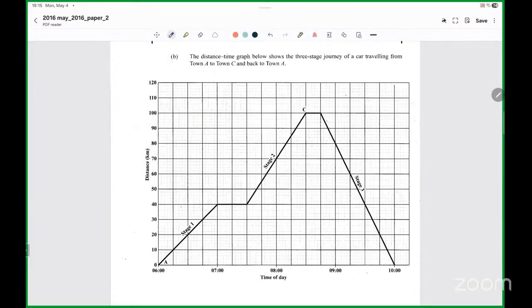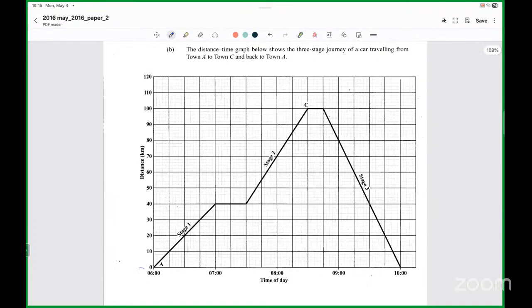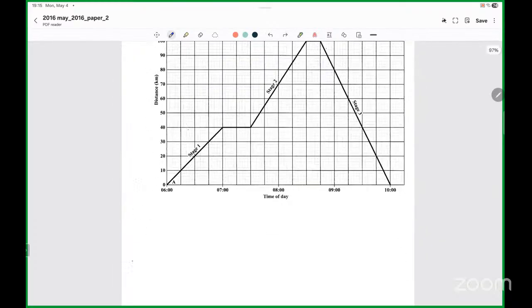It says the distance time graph below shows the three-stage journey of a car travelling from town A to town C and back to town A. So once you're on this line, the distance is 0 because you have town A. Up here says town C, so town C is 100 kilometers away from town A. And I guess maybe this is town B right here, so when it stops, 40 kilometers away. Let's assume that.